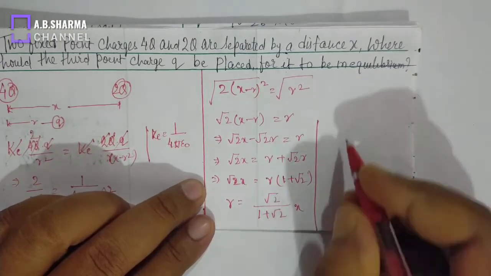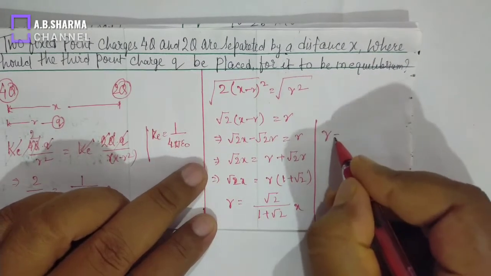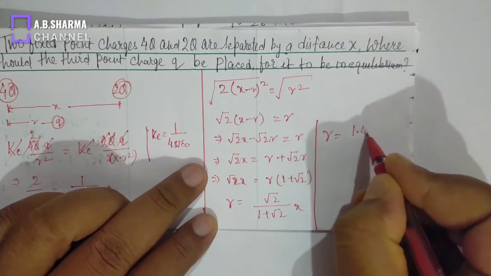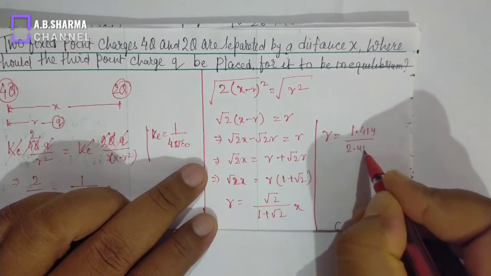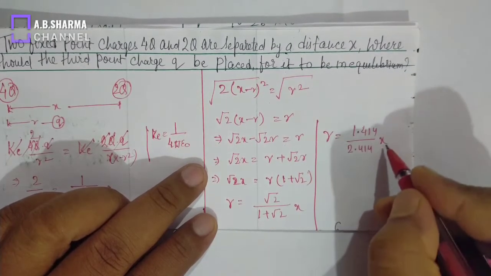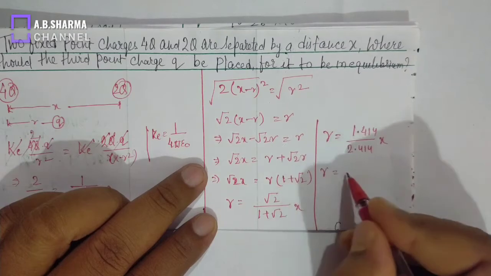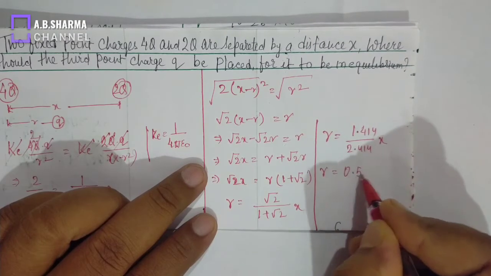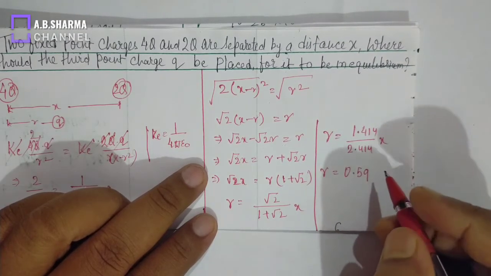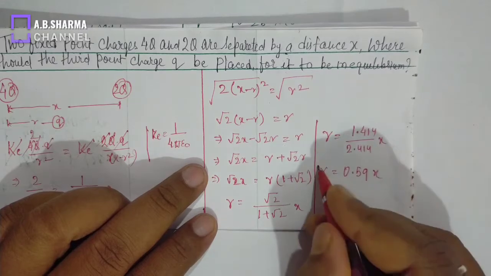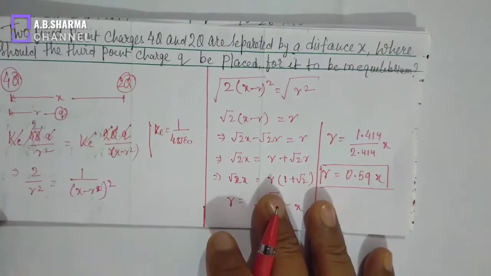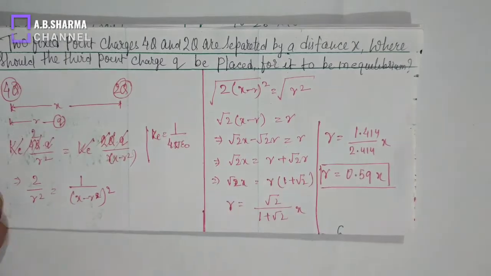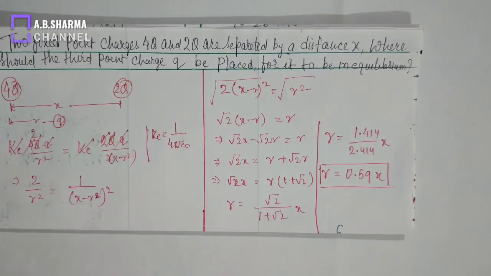Putting the values, we will get r equals 1.414 divided by 2.414 x. So r will become 0.59 x. This is the required distance. So hence we solved the question. Now see the next question.